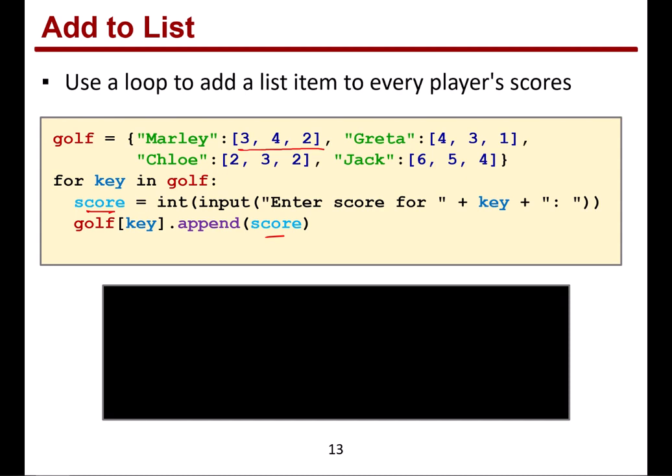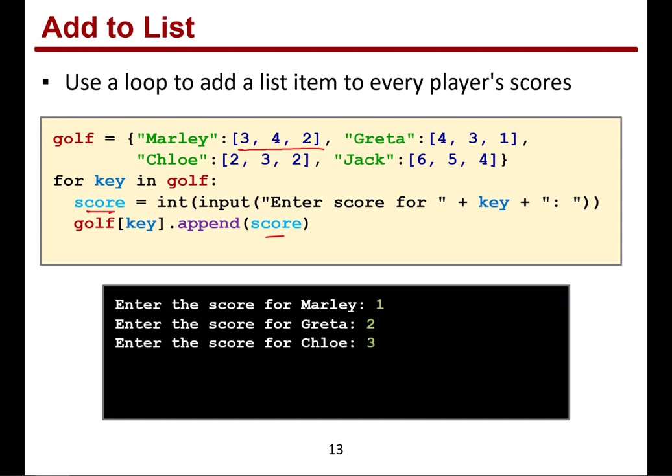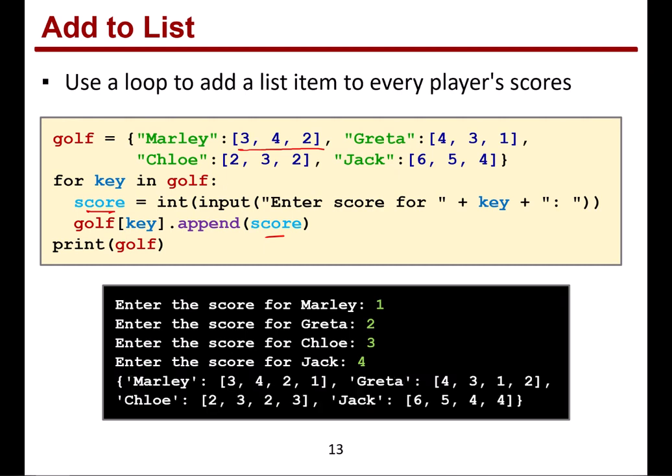And if you walk through this code, right, let's say you add 1 for Marley, 2, 3, 4 for all the players, and then you print out the dictionary at the end, what you can see is we've got our new list items appended to the end of each list.